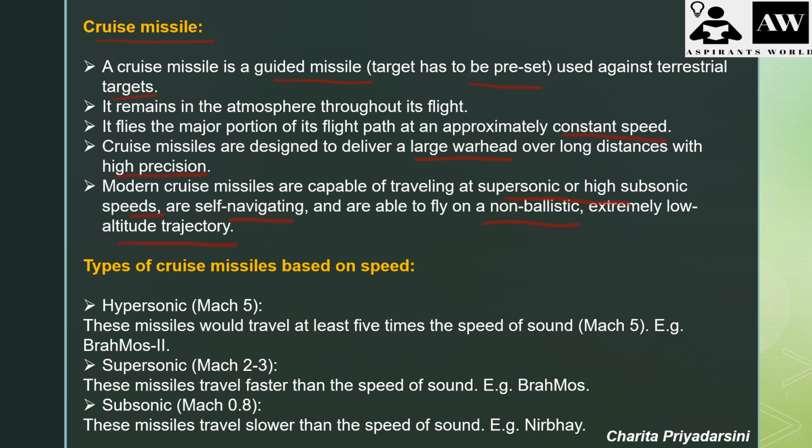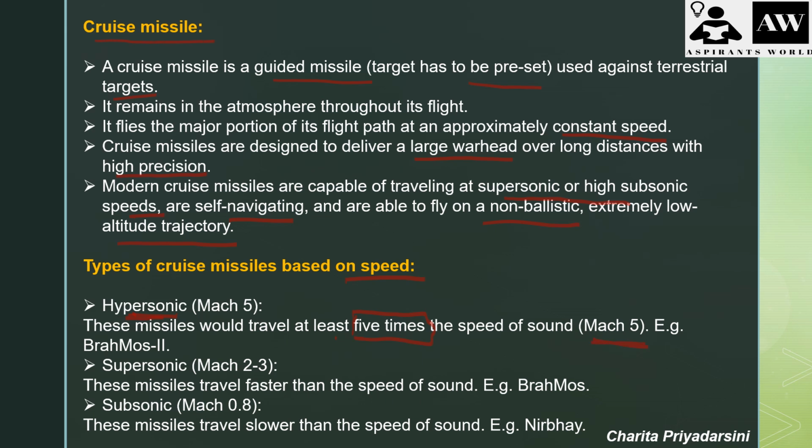And what does this mean by supersonic and subsonic categories? Under the cruise missiles, based on speed, there are different categories of missiles. Some are hypersonic. What does hypersonic mean? These missiles travel at least 5 times the speed of sound. So they travel more than 5 times the speed of sound. That's why they are famously referred to as Mach 5.